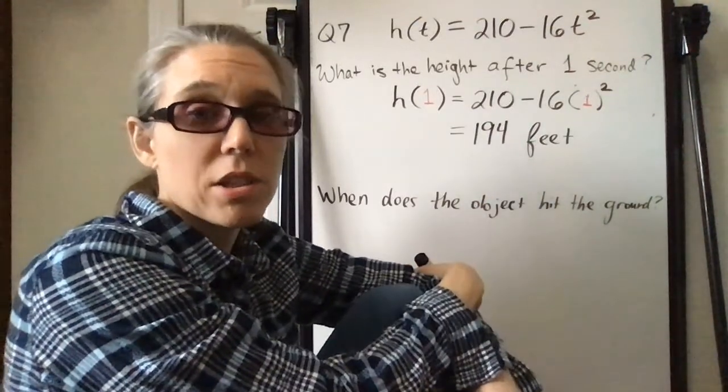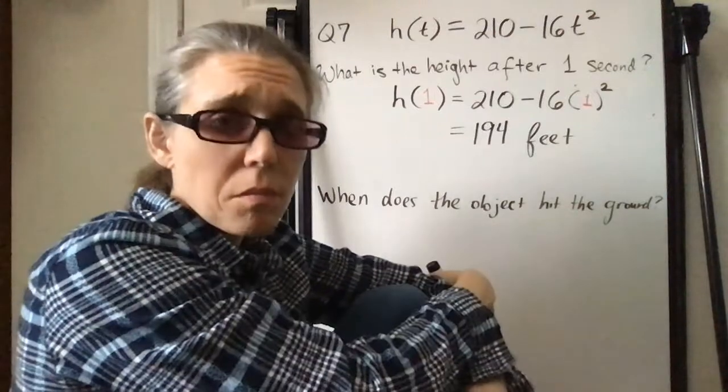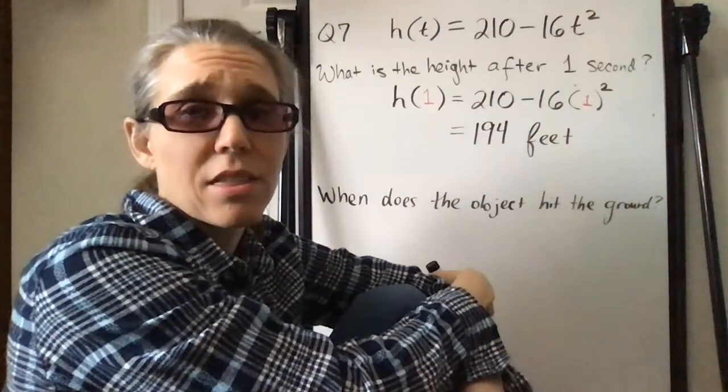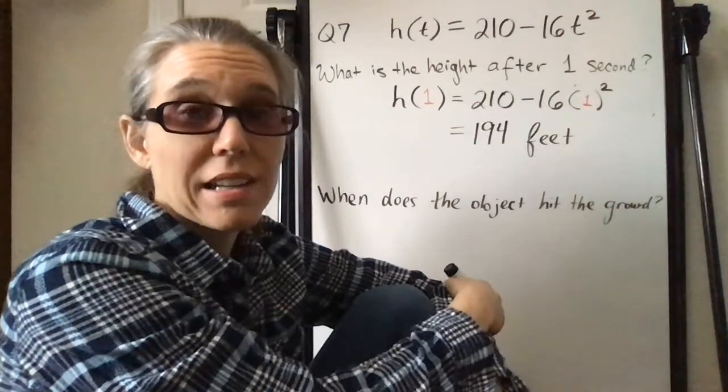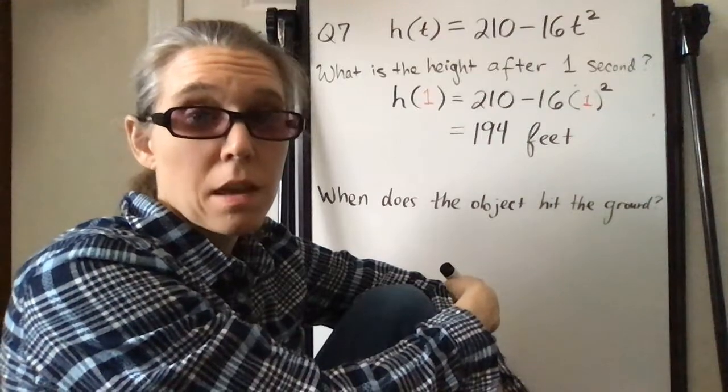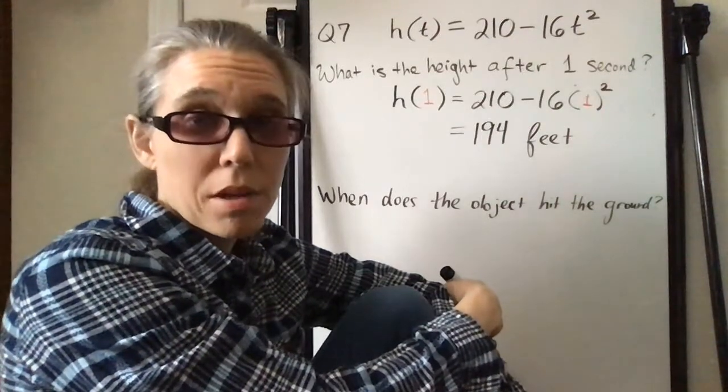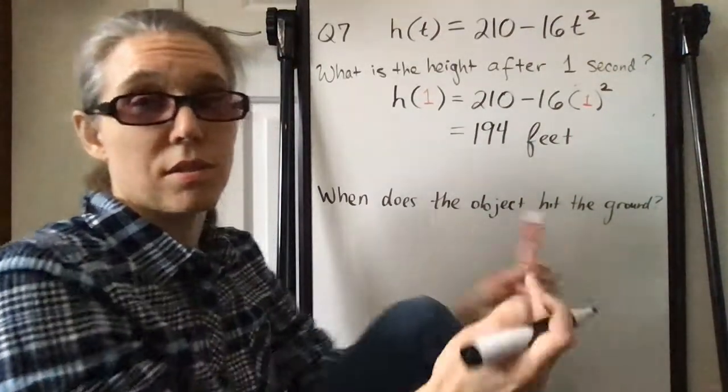Okay, so then the second question, excuse me, is when does the object hit the ground? Remember that the height of the ground is 0. What we do not know is the time, so we replace height with 0.